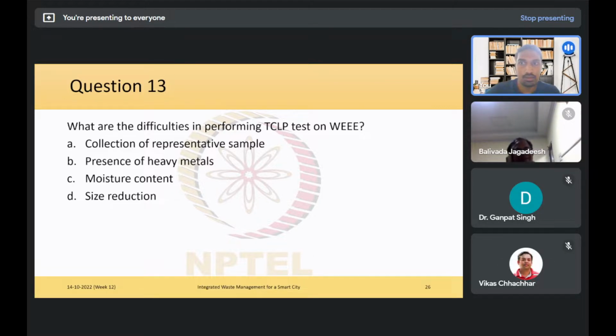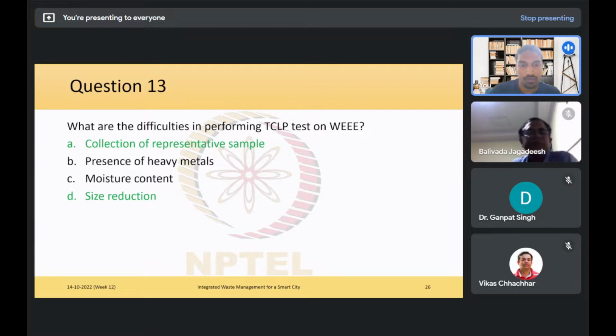So the right answers are options A and D: the collection of a representative sample as well as the size reduction. Those are the difficulties when we do a TCLP test on electronic waste in particular, right? So why is option A difficult? Because for a TCLP test, what do we need? We need a 100-gram sample, right?